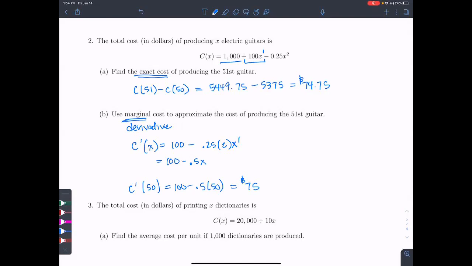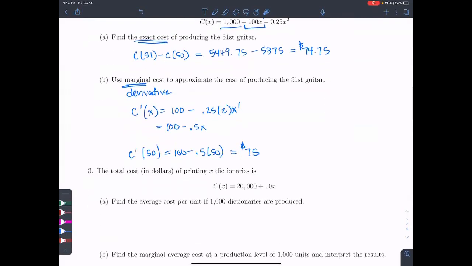So again, to find the exact cost, you're not going to do a derivative. You're going to do the cost of the 51st minus the cost of the 50th. That will tell you how much more they spent to make the 51st guitar. If you want to approximate that, you're going to use the derivative and the marginal cost. So you're going to do C prime of 50, because that tells you the slope, right? So it tells you how much it's changing to get to the next one.